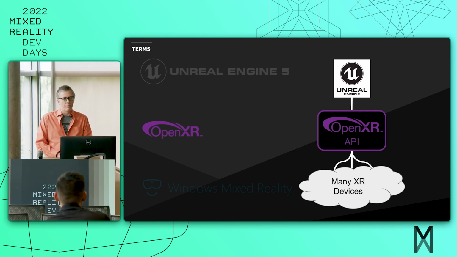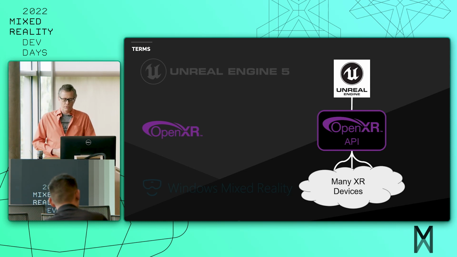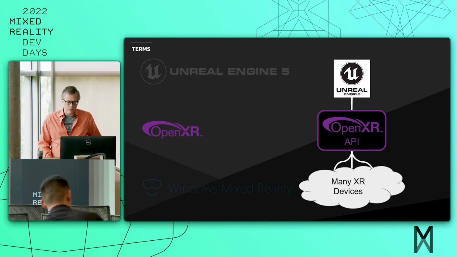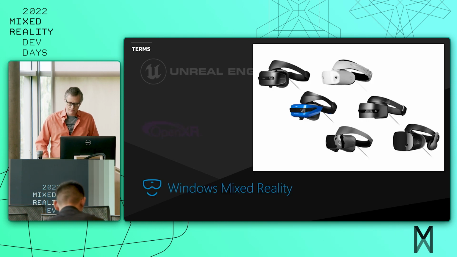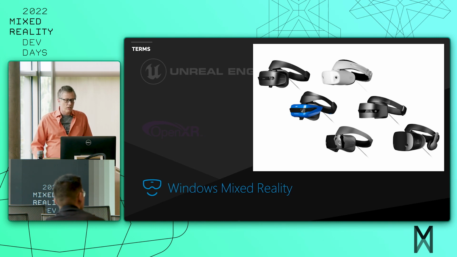OpenXR is also extendable. It has built-in mechanisms for extending the API, adding support for new features. These could be unique to the platform, or they could be shared across multiple platforms. And finally, Windows Mixed Reality and HoloLens, Microsoft's set of devices, features, and APIs for virtual reality and augmented reality applications. OpenXR and various extensions are now one of the APIs supported by Windows Mixed Reality.